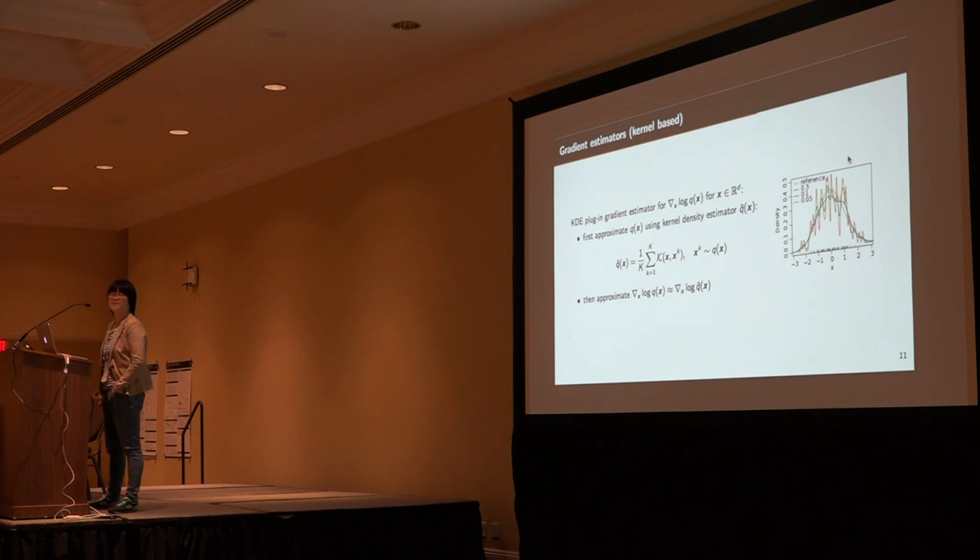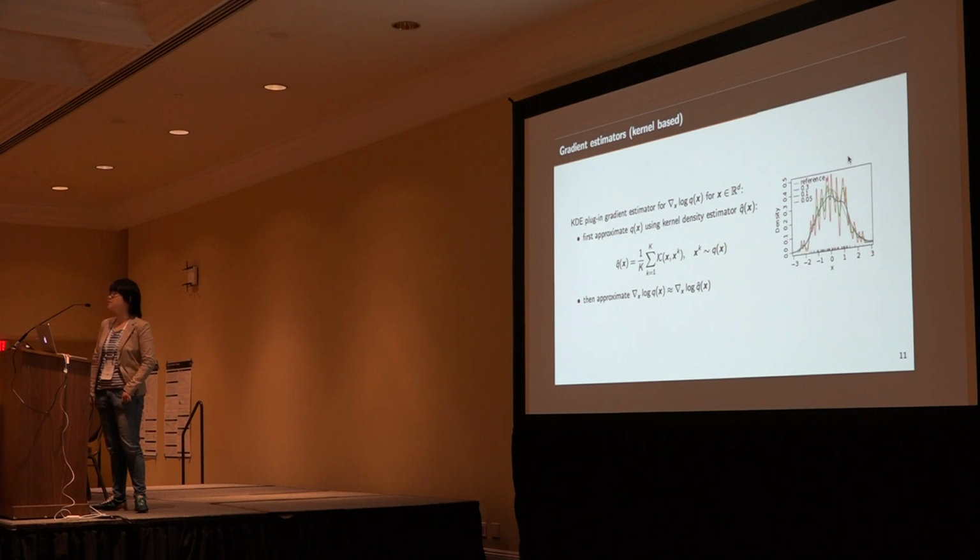So let's think about a very naive case. Let's say you can sample from Q, and then you can fit a kernel density estimator to the Q distribution. And then once you fit that, you can use that as an approximation to your Q distribution, and then compute the gradient of that. So this is very naive. However, I would argue that this is not very accurate.